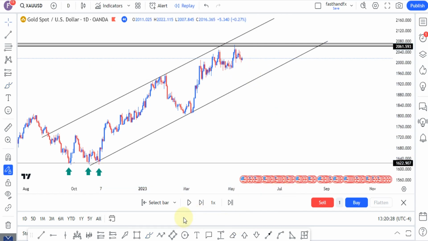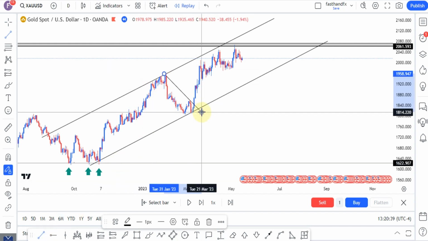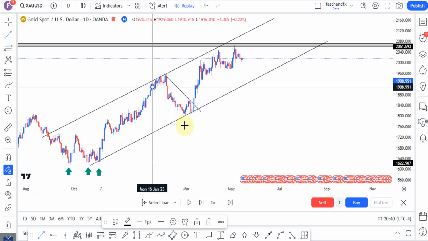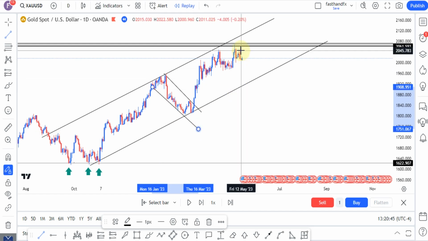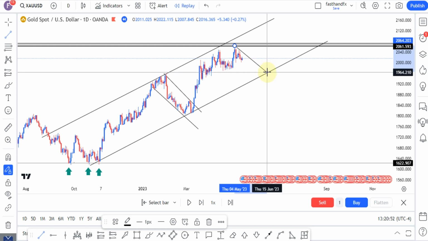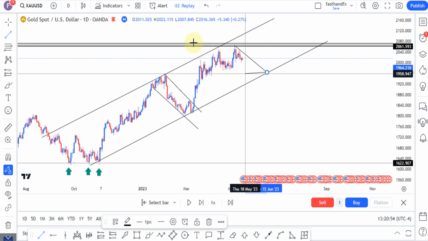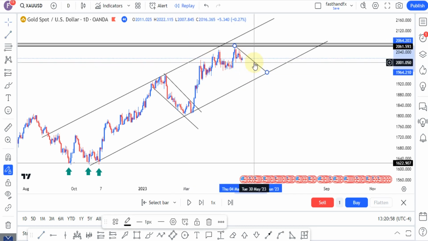So let's draw these impulse and corrections properly, nice and clean. So I take my trend line like this, draw that impulse right there, just like that. Nice. Just like that. So I'll clone this.